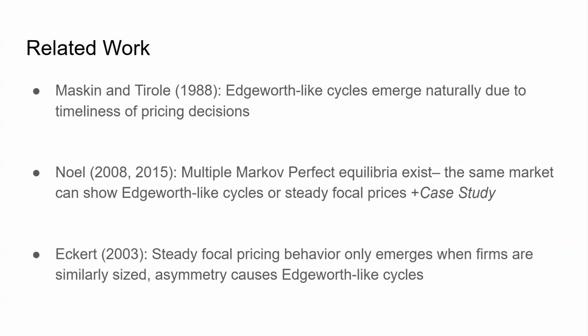So some related work is from Maskin and Tirole. Not sure if I pronounced those correctly, but Edgeworth-like pricing cycles emerge naturally in competitive pricing environments due to the fact that competitors have to commit to a price for a certain amount of time before they're able to see the competitors' reactions to their price, in which they have to then take a turn in this so-called game and commit to another price. So this kind of forms an alternating move game, which can be solved using game theory and online learning algorithms.